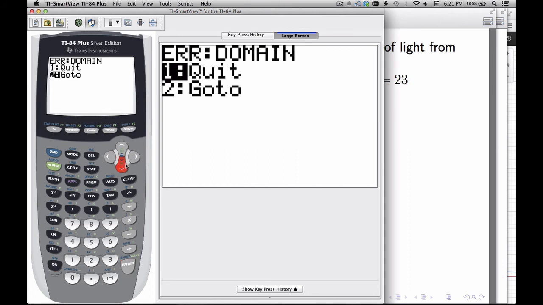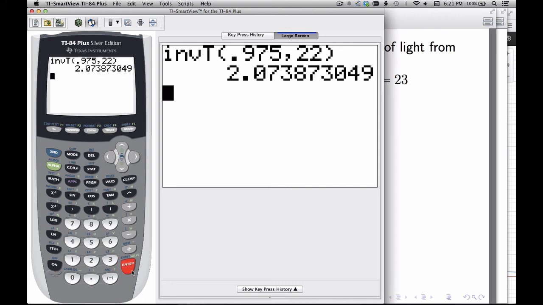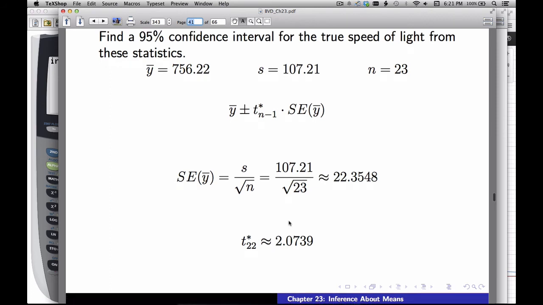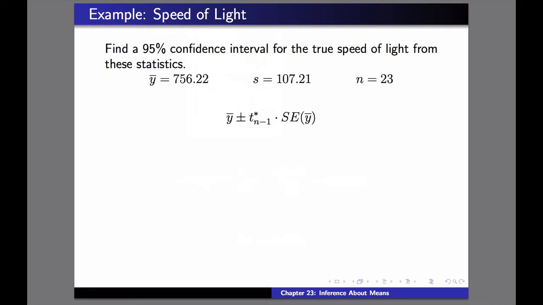Uh-oh, what happened? Okay, well, this 97.5 right here, that meant 97.5%, right? So I need to change this to 0.975. And now I should be cooking with gas. So we get 2.07387-ish for that critical value. Okay, good. Now, what are we going to do with it? Well, all we have to do now is just plug it in and find the interval.